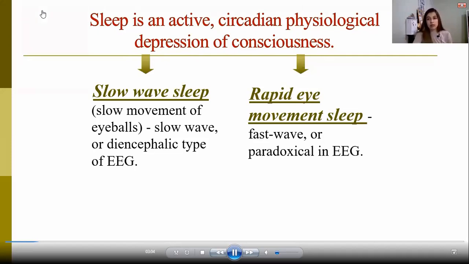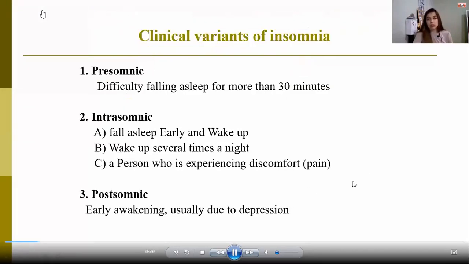When people have problems with sleep, we call such a condition insomnia. There are clinical variants of insomnia. First, presomnic insomnia. In that case, patients have difficulties falling asleep for more than 30 minutes. In intrasomnic insomnia, patients fall asleep easily but wake up early. Also, they can wake up several times at night, or they can experience discomfort, for example, pain during the night, and that makes their sleep bad.